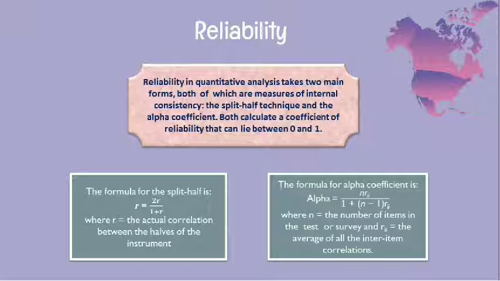Next, reliability. Reliability in quantitative analysis takes two main forms, both of which are measures of internal consistency: the split half technique and the alpha coefficient. Both calculate a coefficient of reliability that can lie between 0 and 1. As we can see, the formula for the split half and for the alpha coefficient.